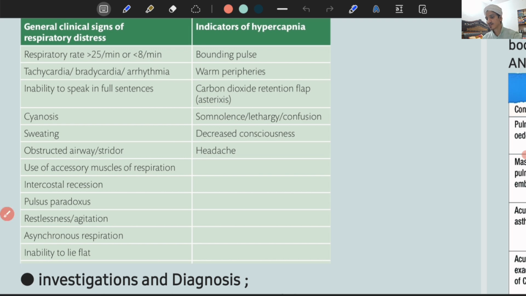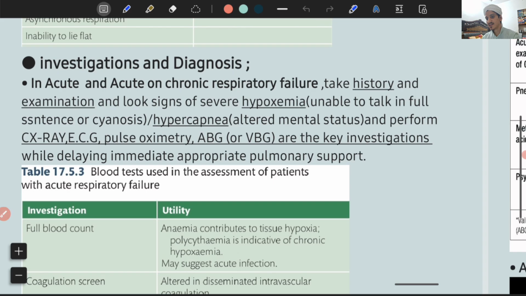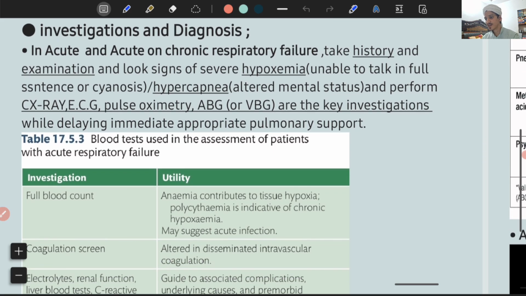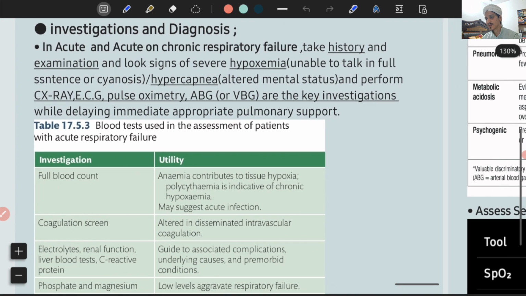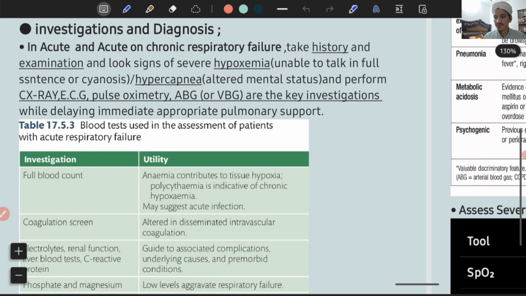Coming to investigations and diagnosis, I said in the beginning only, it is a very lengthy topic. It will take some time, but if someone learns, then it is very helpful. In acute respiratory failure or acute on chronic respiratory failure, meaning acute exacerbation of chronic respiratory failure, take history, do the examination. This should be done fast, because it is an acute case.